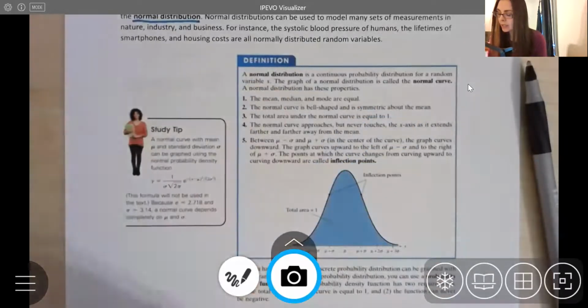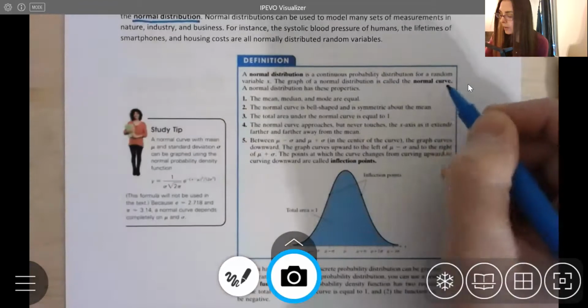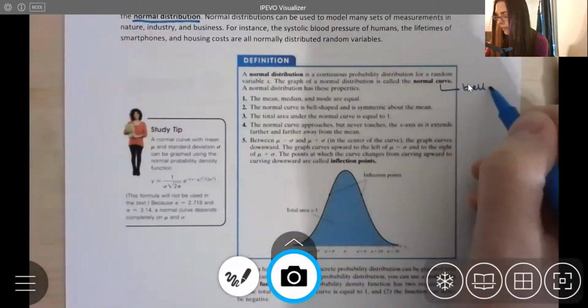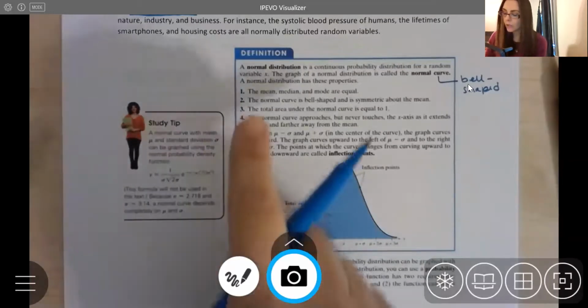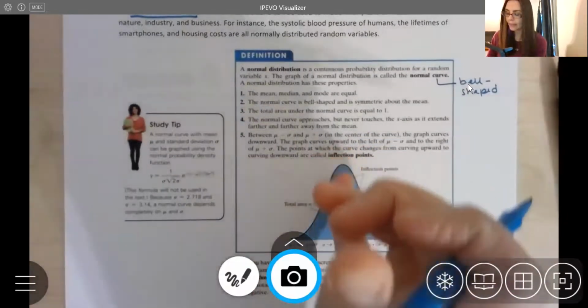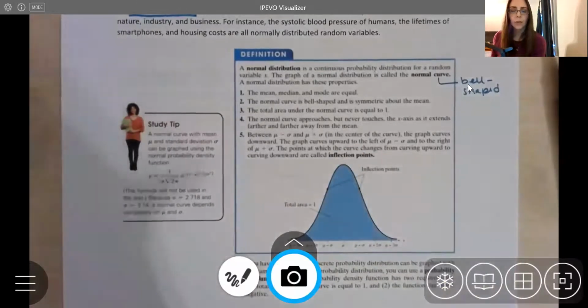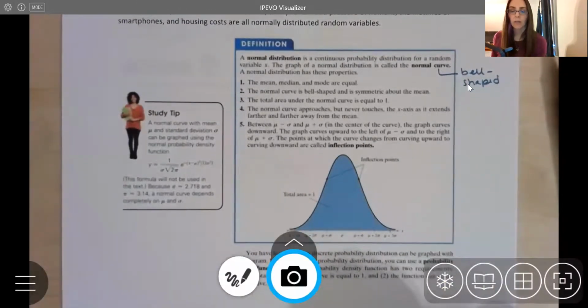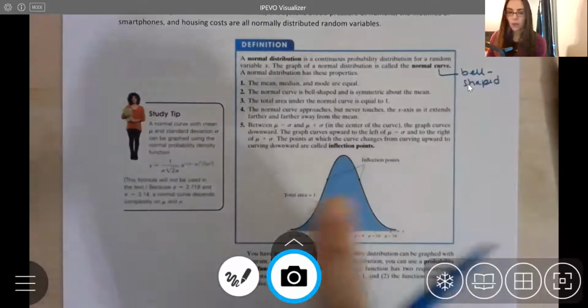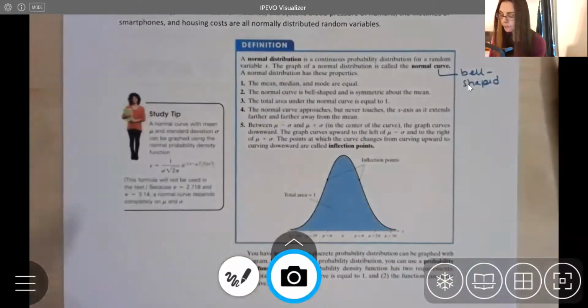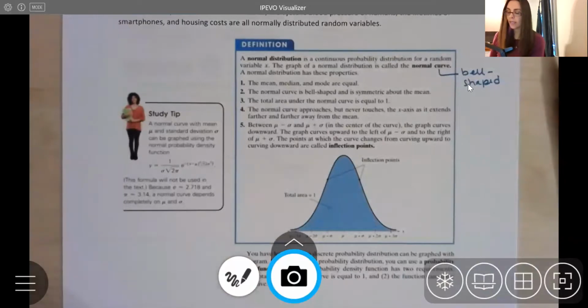The normal distribution is a continuous probability distribution for a random variable x. The graph of a normal distribution is called the normal curve, and again, you may have also heard this called a bell-shaped curve. In a perfectly normal distribution, the mean, median, and mode are all equal, so they're all that center value here. The normal curve is bell-shaped and symmetric around the mean, meaning you have a nice mirror image around that mean. The total area under the normal curve is equal to 1.